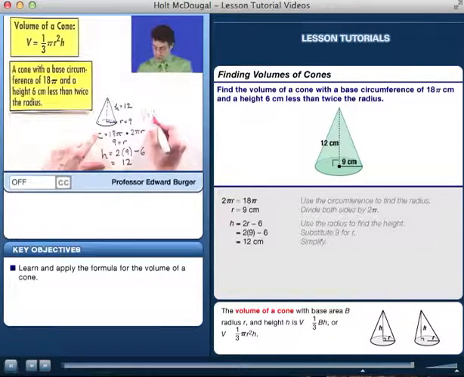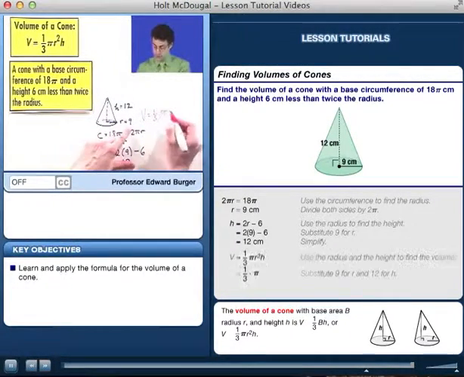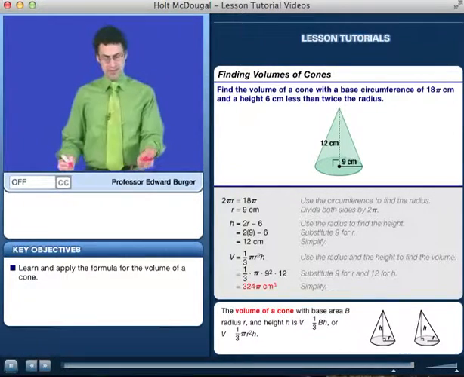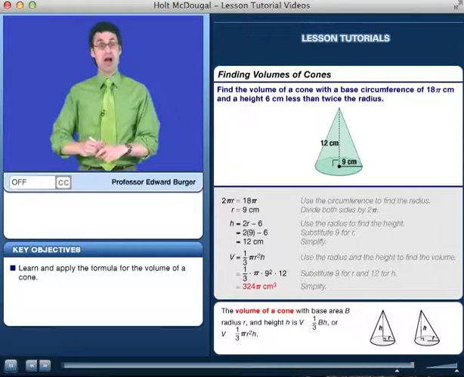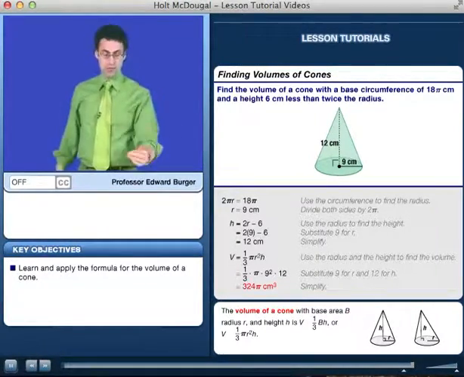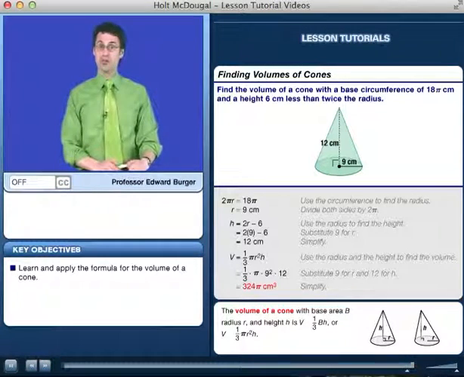I can actually compute the volume now directly. It's 1/3 π r squared, which is 81, times 12. And if we simplify, we see 324π, and the units are centimeters cubed. No problem. So even when the information is camouflaged, our first task is to actually find the radius and find the height, and then we can use the formula for the volume of a cone to find its volume.